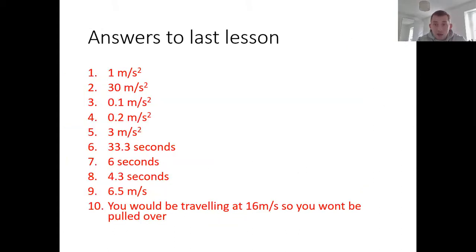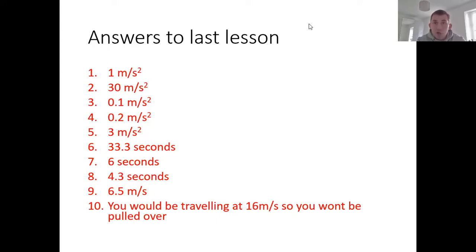So at the end of last lesson, we did some work on acceleration. You had 10 questions to answer. Here are the answers. Check them now. How'd you get on? The last few were tough. I spent a little time on those ones to make sure I did them right as well. Go through them. If you struggle, then do message your teacher, message myself, and we'll go through them. Otherwise, really well done. Great effort so far.